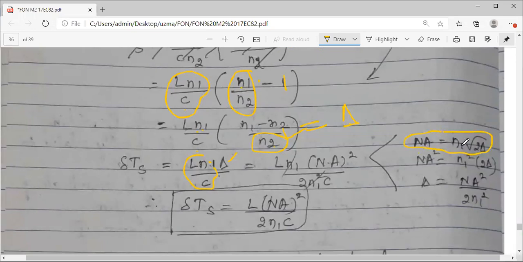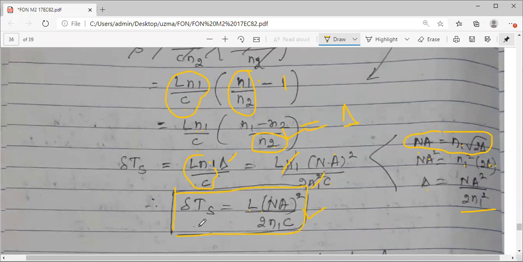To solve this, NA is equal to N1 root 2 delta. Try to get the equation for delta. Square both sides, NA square is equal to N1 square 2 delta, or delta is NA square by 2 N1 square. Substitute that here: NA square divided by 2 N1 square into C, and one N1 gets cancelled here. You will get L NA square divided by 2 N1 C. So this is your delay difference.